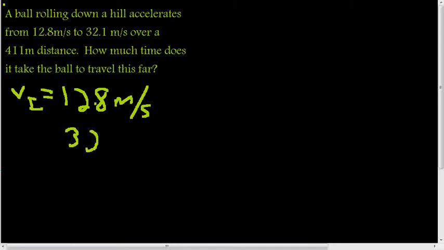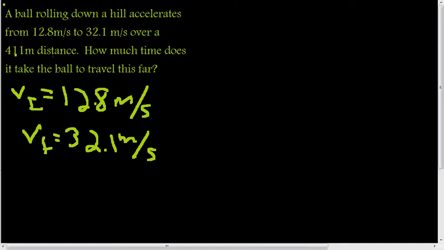The first thing we always want to do in problems is set up the information that the problem gives us in a nice format. We start at a certain velocity. We'll call this the initial velocity of 12.8 meters per second. We speed up to 32.1 meters per second, and that's the VF, final velocity.